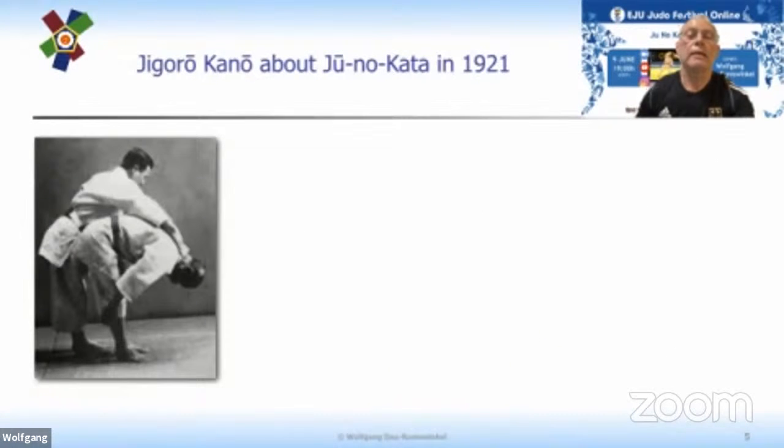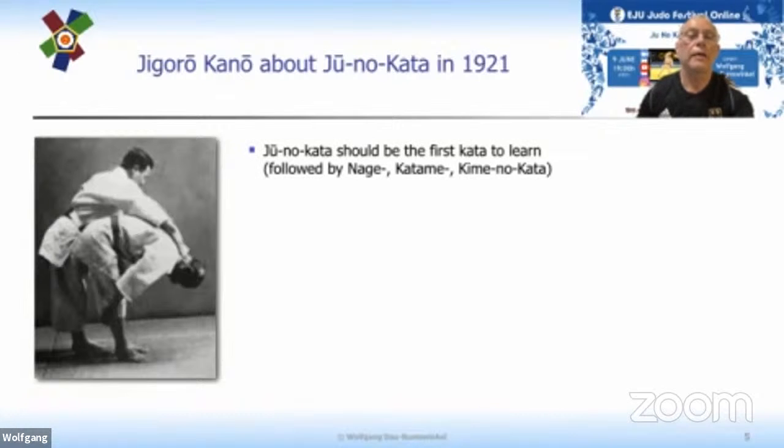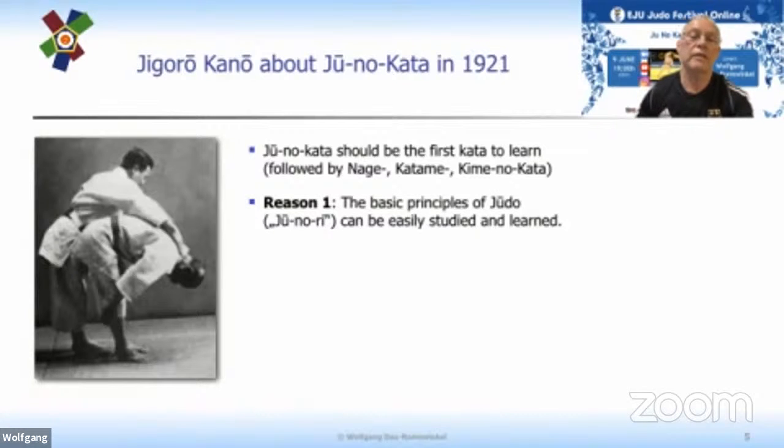Later, in 1921, he wrote another article, and in this article he wrote that Judo Kata should be the first kata to learn, and then practitioners should learn Nage no Kata, Katame no Kata, and Kime no Kata. He gave two reasons. The first reason was that the basic principles of judo, the principle of ju-ri, can be easily studied and learned by practicing Judo Kata.